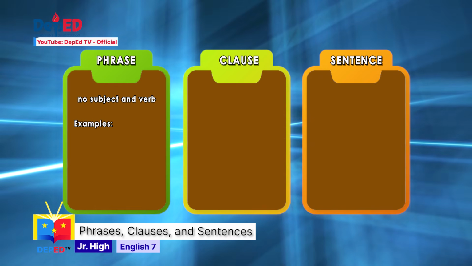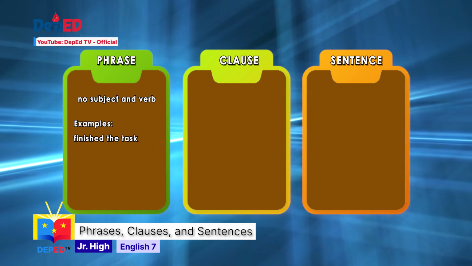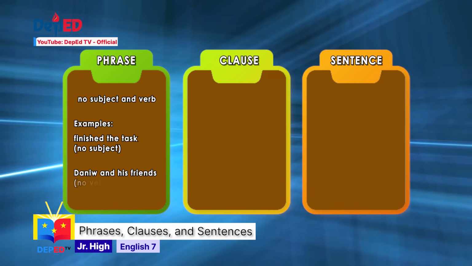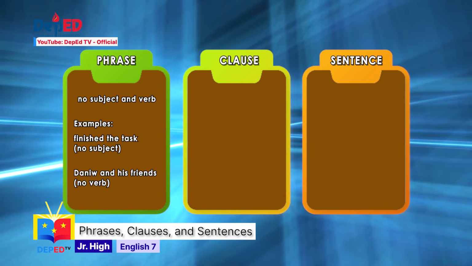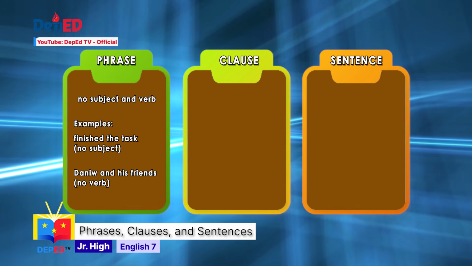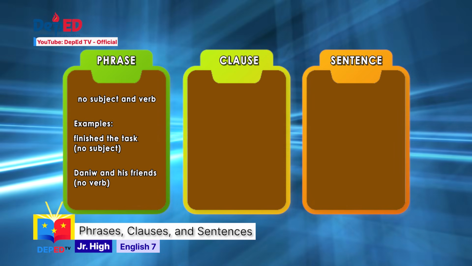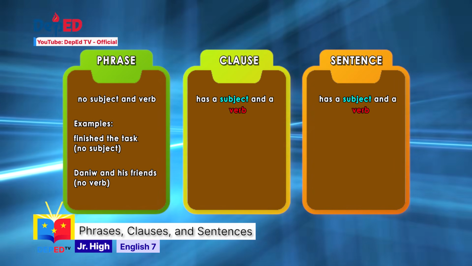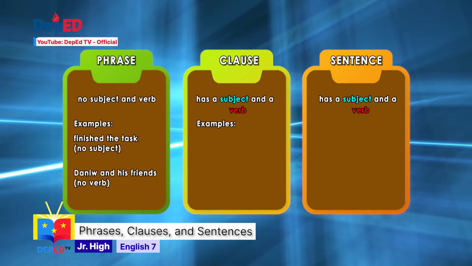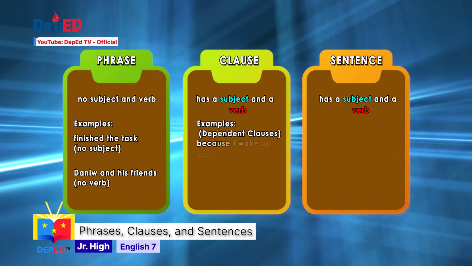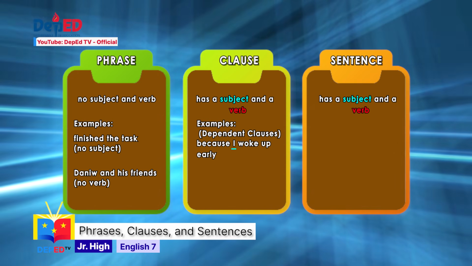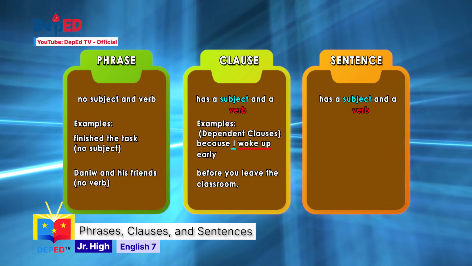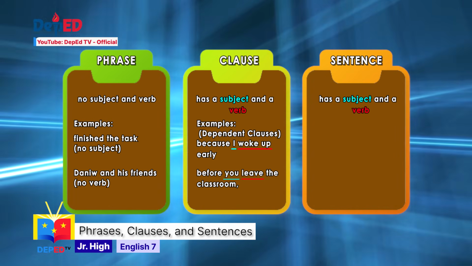Let's take a look at this sample. Finished the task. This idea has no subject. Daniel and his friends. This one has no verb. These samples do not have a complete thought or idea, and that is why we call them phrases. While both a clause and a sentence have subjects and verbs just like the samples. For dependent clauses, because I woke up early, the subject is I and the verb is woke up. Before you leave the classroom, the subject is you and the verb is leave.